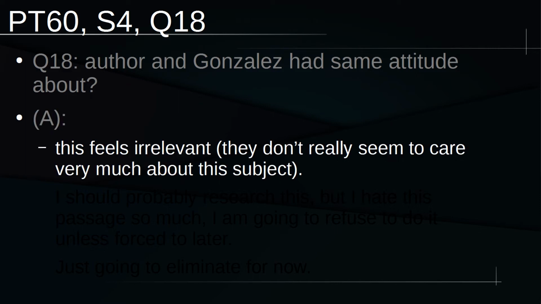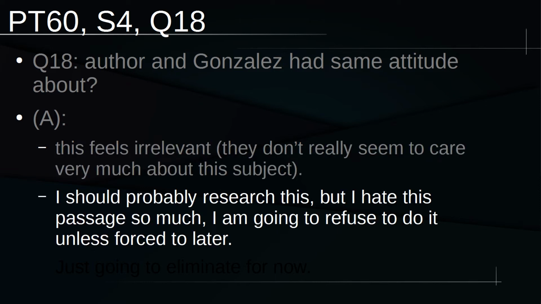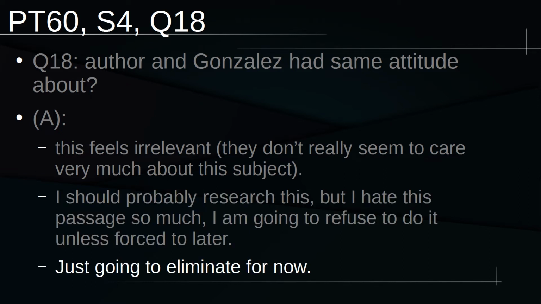And to me, in my limited recollection of the passage, because I read so little of it, this feels irrelevant. They don't really seem to care very much about this particular subject of the influences of how Campos got there. We care about how octos got to be what they are. But Campos, I don't remember any real discussion of that. Then again, I didn't read anything, but still, I didn't get any indications of it in anything that I did read. When it comes right down to it, I should probably research this, but I hate this passage so much, I'm just going to refuse to do it unless I'm forced to later on. So because of that, I'm just going to eliminate this one for now.